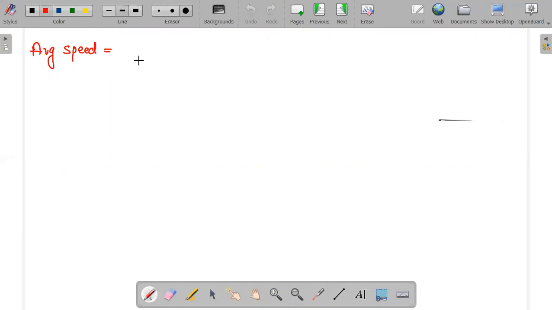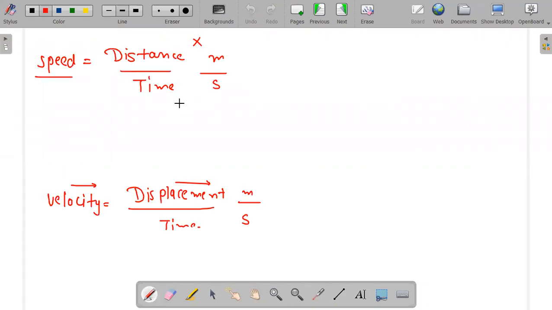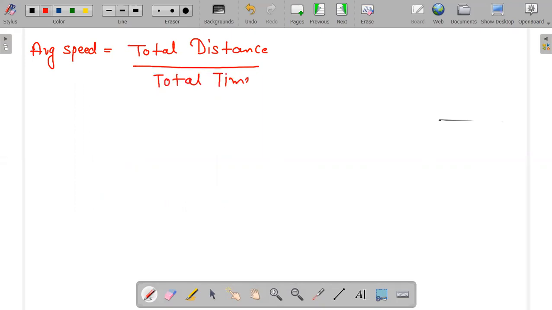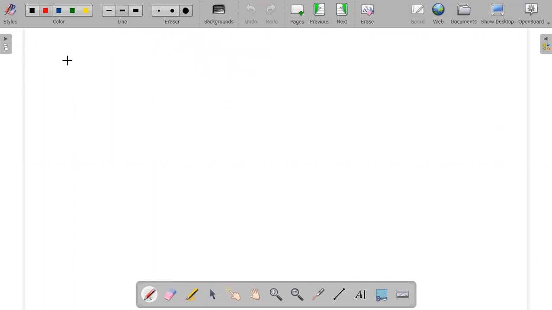So the formula of average speed: you know the formula of speed? Distance upon time. So what is the formula of average speed? Total distance upon total time. That is the formula of average speed. So I'm writing a numerical and we have to solve this. First of all, before telling you about average speed, I want to tell you one more thing. Suppose I'm writing a question.